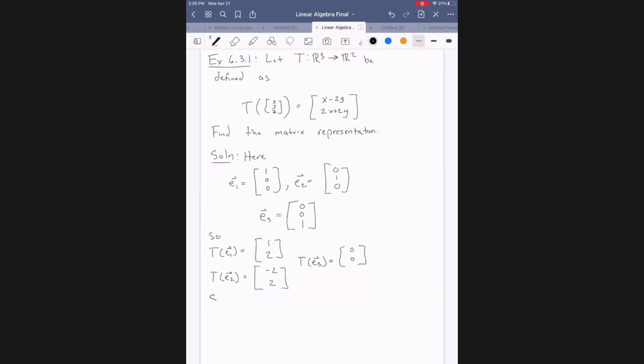And so A is going to equal this. So literally just plug in. The first one is 1, 2. The second one is minus 2, 2. And the third one is 0, 0. And that's it.